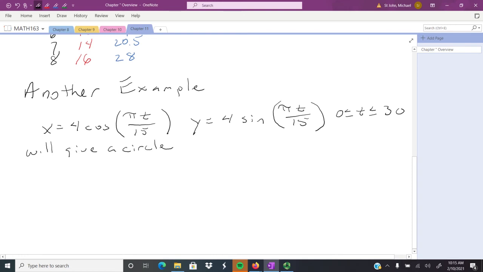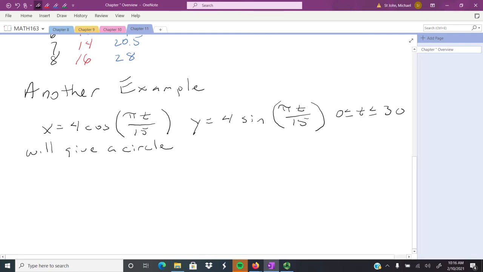So you could think in terms of this equation for something like a Ferris wheel and where you are in terms of position on that Ferris wheel.